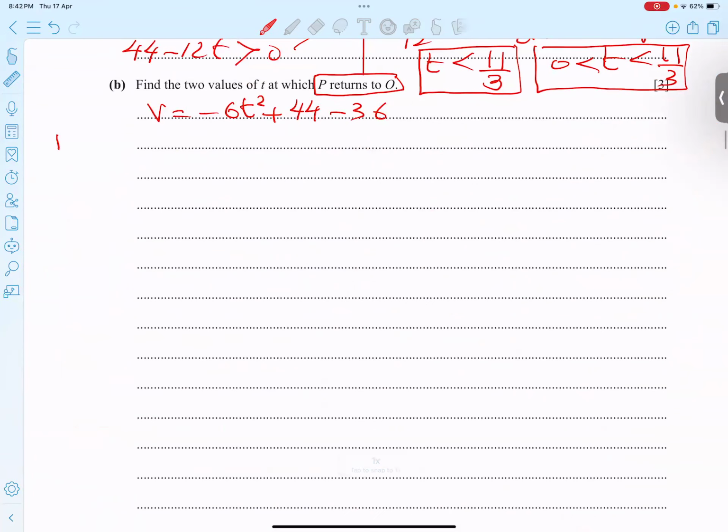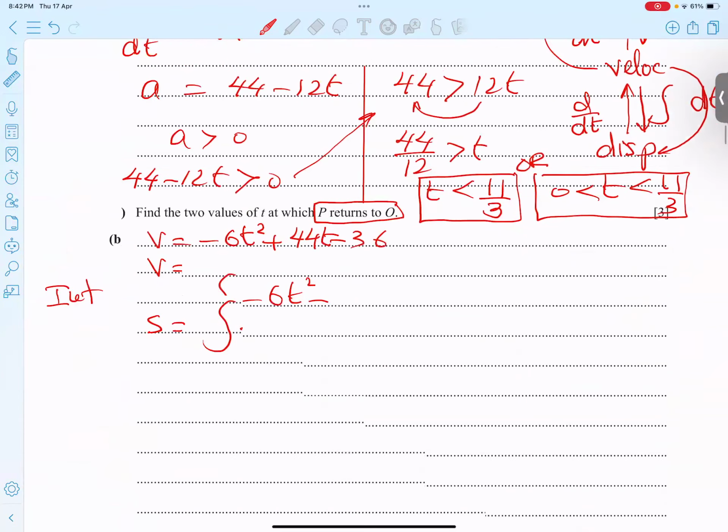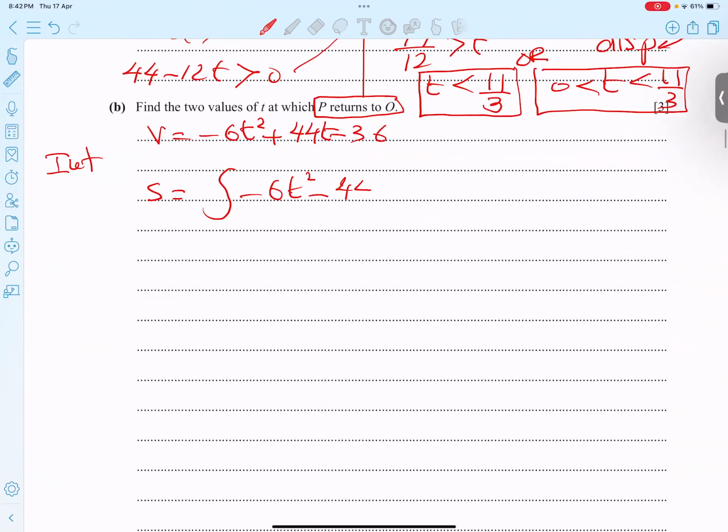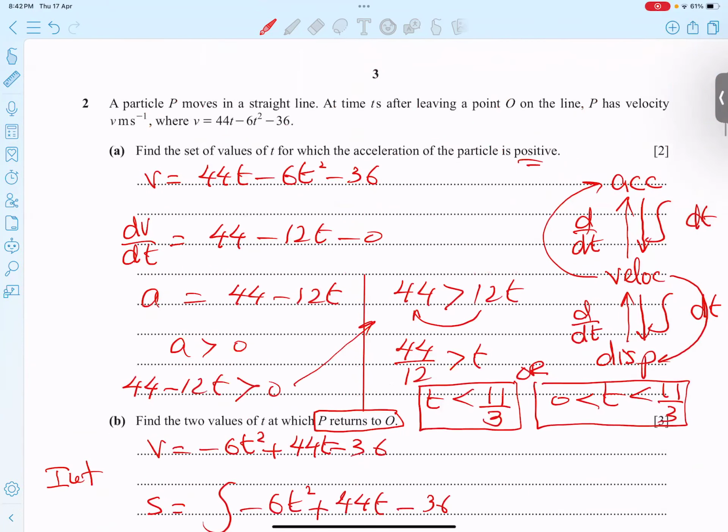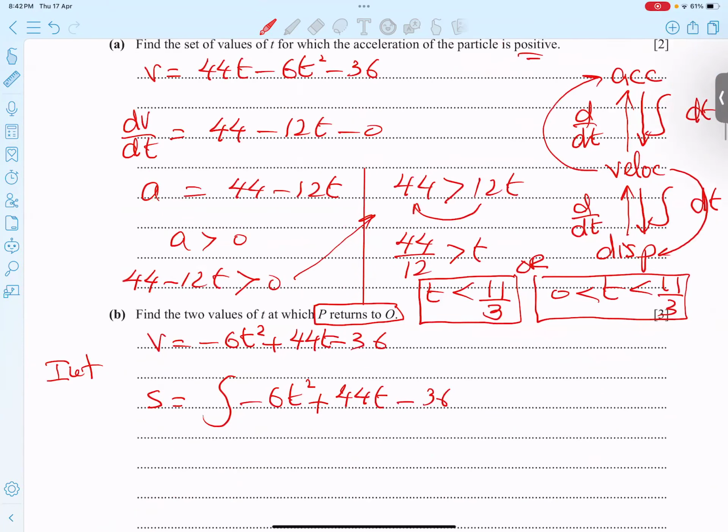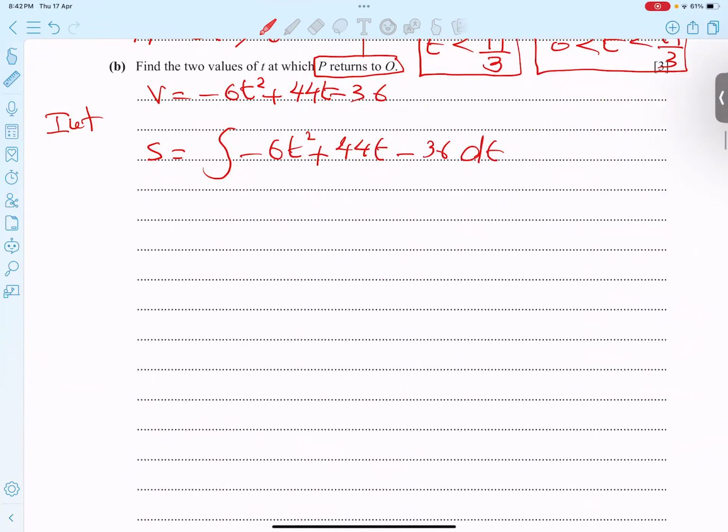Now, students, I'm integrating. When I integrate this v, I get s, with the integral sign. So the integral of negative 6t squared plus 44t minus 36, and dt must be there. Increase the power by 1 divided by the same, and 36 becomes 36t, and plus c.